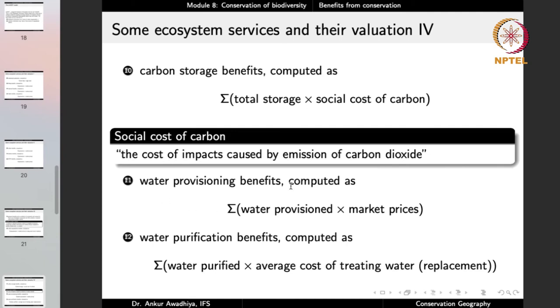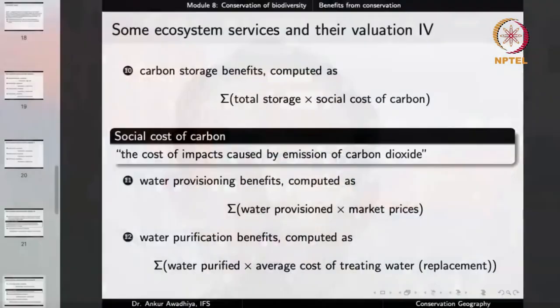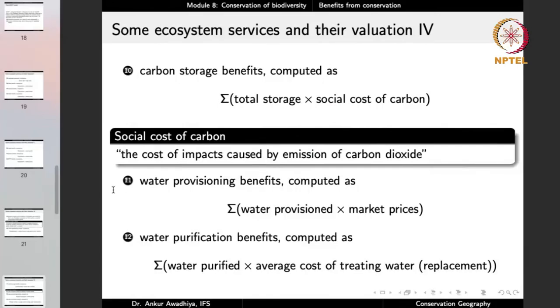Similarly, we can look at the water provisioning benefits by sum of water provisioned multiplied by market prices. So the total amount of water that the ecosystem is providing to people at different locations multiplied by the market prices of water in those locations will give us the valuation of the water provisioning benefits.